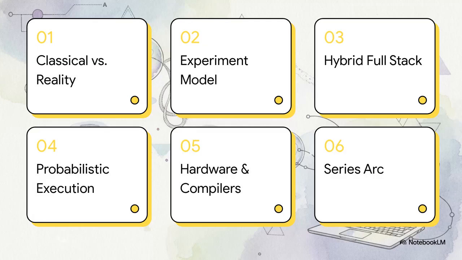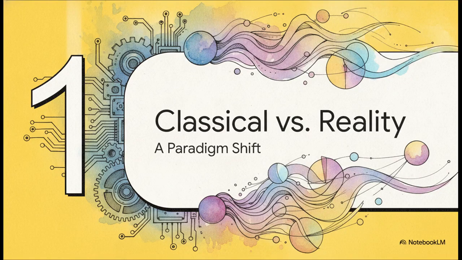Here is our roadmap for the rest of the explainer. We'll contrast the classical illusion with quantum reality, explore the quantum experiment model, unpack the hybrid full stack, dig into probabilistic circuit execution, see why hardware and compilers dictate absolutely everything, and finally preview our entire series arc. Section 1. The classical illusion versus the reality.